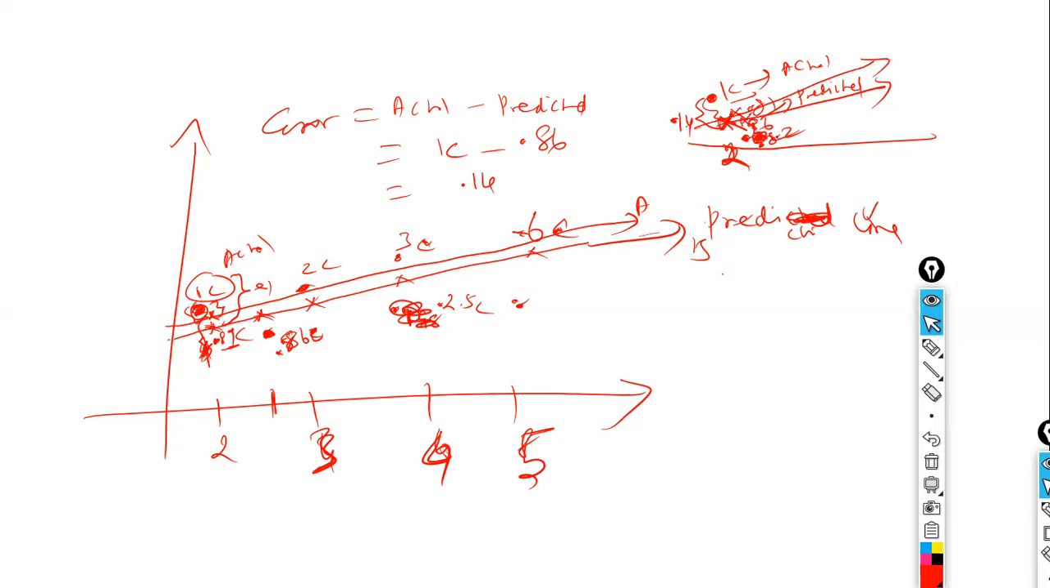Hence the difference between the actual and predicted value here, what is it? The actual is 0.82, but my predicted is something like 0.81. So what happens if you subtract? It is 0.01. This is the error. Fine. But in this case, since this line is too far from this value, the distance will be more. The error will be more.